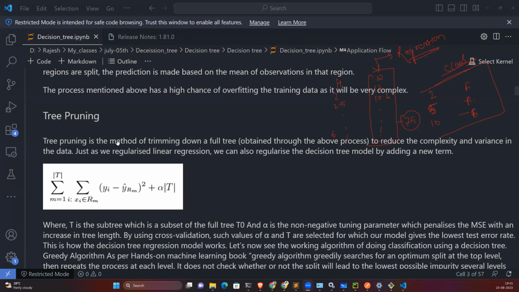Correct. So tree pruning is the method of trimming down the full tree, often through the above process, to reduce the complexity and variance in the data, just as we regularized linear regression. In linear regression, we have seen lasso, ridge, elastic net regularization techniques, right? Similarly, in the case of decision tree also, tree pruning is known as a regularization technique.